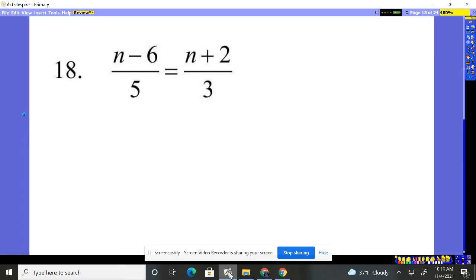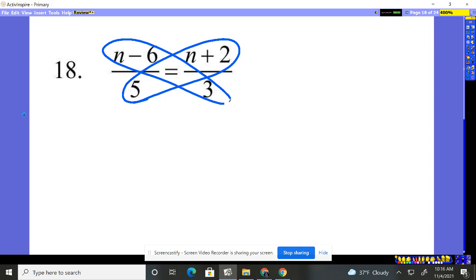Number 18. Well, when we have two fractions equal, we think of that butterfly method. These guys multiplied must always equal those multiplied. So I'm going to have 3 times n minus 6 and 5 times n plus 2. Since 5 is a bigger number, I'm going to do 5 right here, n plus 2, equaling 3 times the n minus 6.